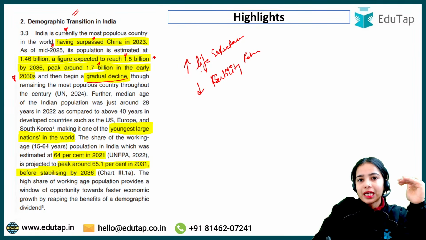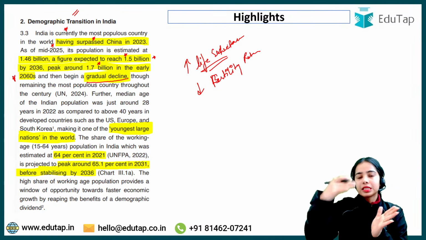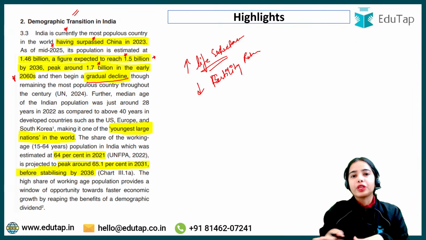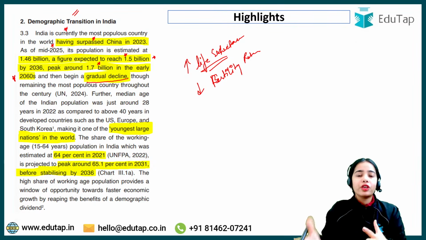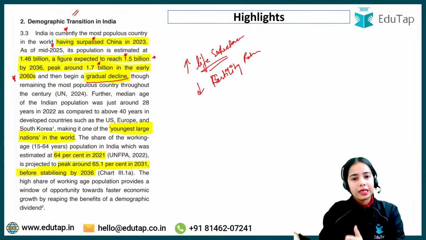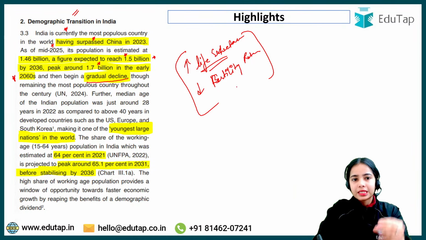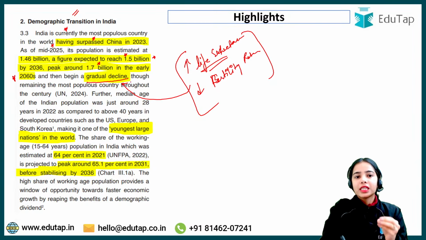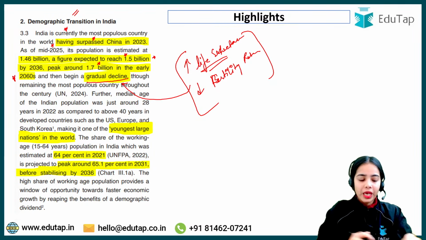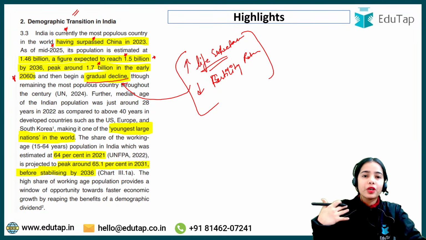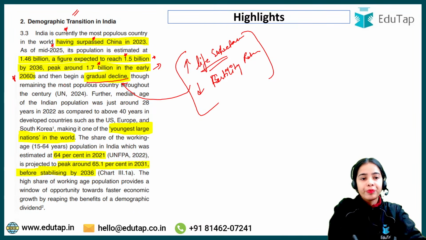So it is expected that slowly the life expectancy is going to further increase in India, and the fertility rates are going to decrease. We have seen in many of the states that the fertility rates are decreasing. So with lower fertility rates and higher life expectancy, it is expected that there will be a gradual decline in India's population in the long term. But before this happens, yes, we are still going to have a higher population.